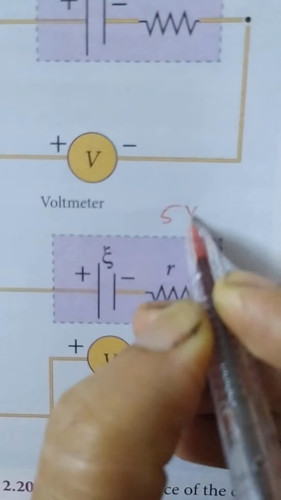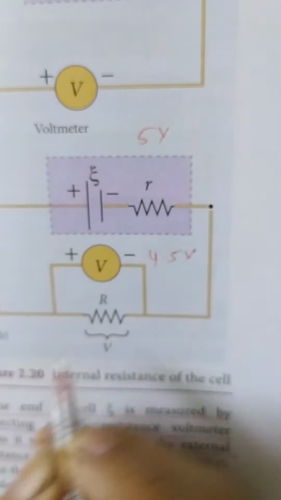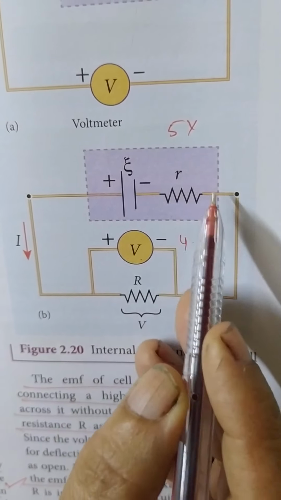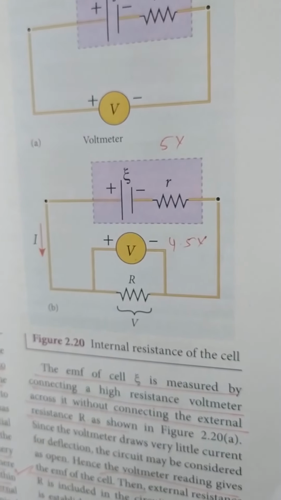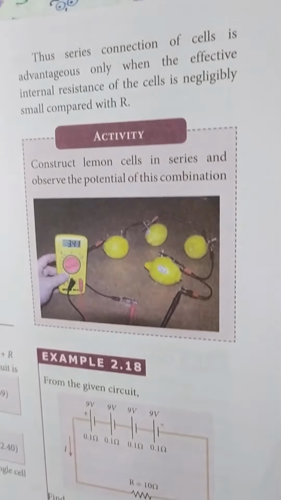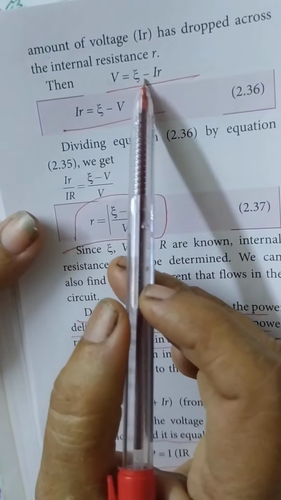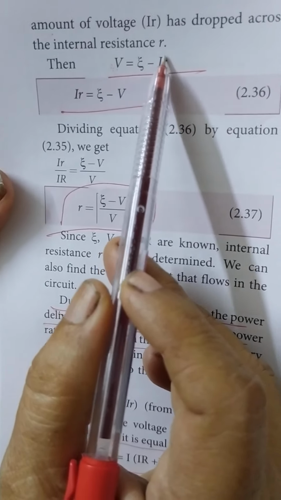But when you see here, suppose the battery has a value of 5 volts, the voltmeter will show you only 4.5 volt. Why is it showing a lower value? Because of this internal resistance. So actually the value shown is not the actual value. And so this voltmeter reading is given by psi minus Ir. Psi is the real value, that is 5 volt, minus Ir.